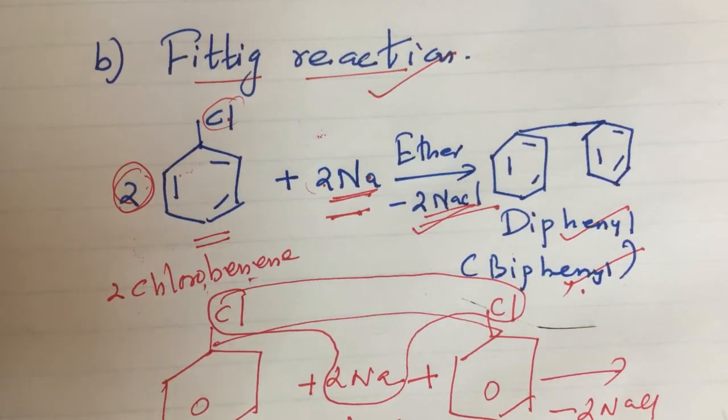Okay students, these are the main reactions of haloarenes: nucleophilic substitution reaction, electrophilic substitution reaction, and reaction of haloarenes with metals. I hope you understood these sections.